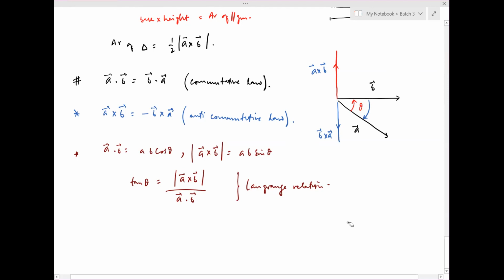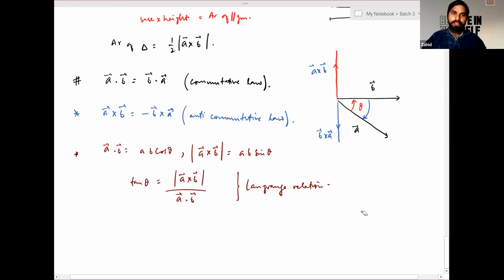Yes. Okay. So this is all about this product. Just revise this whole part and try to do more and more problems related to this. In the next class, we'll start projectile motion. Okay. Okay then.